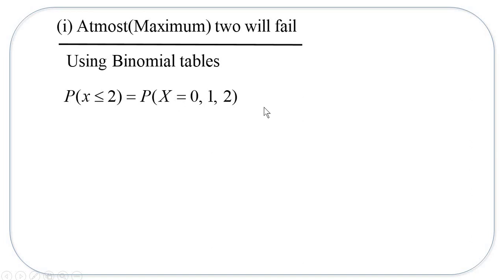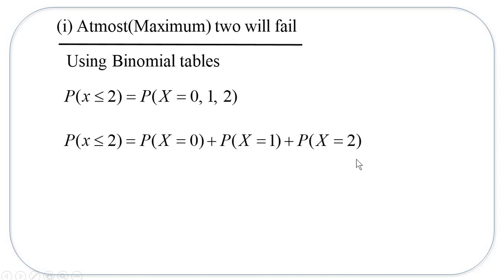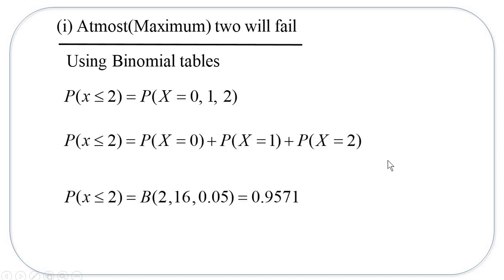So 0, 1, 2, adding all the probabilities up to 2, which is nothing but capital B(X, N, P). Here 2 stands for X, 16 stands for N, and P is 0.05. This is directly available from the table, which is 0.9571.